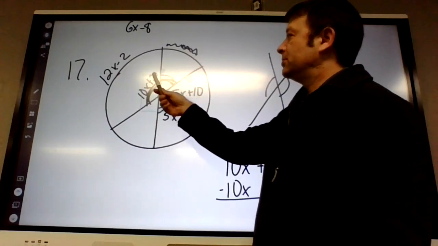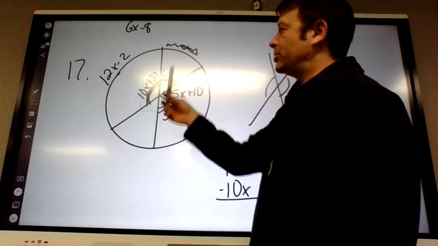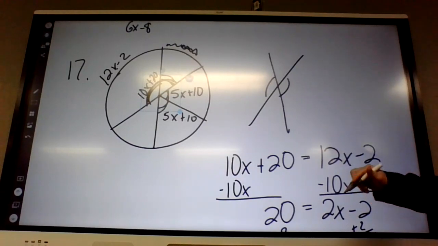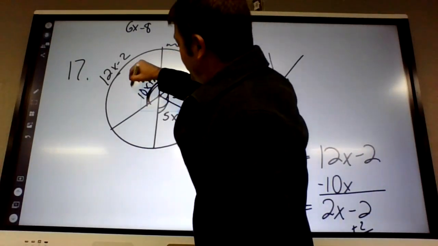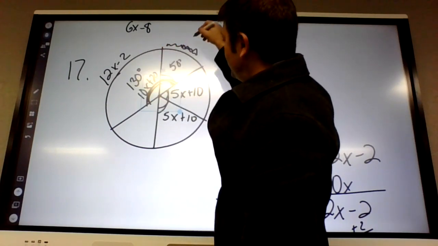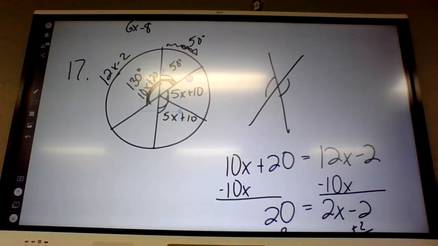Or you could do the same thing with the arc, plug x in and subtract it from 180. 10 times 11 is 110 plus 20 is 130. So if this angle is 130, this one is 50, and 50 for the arc. 50, 50, 50.